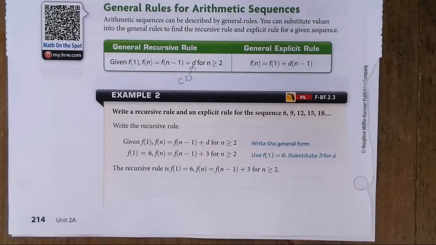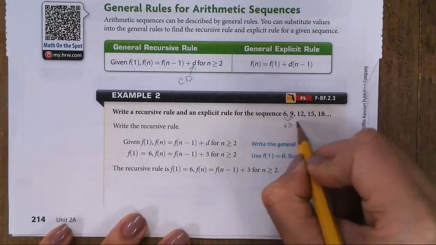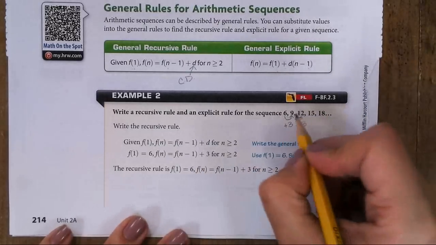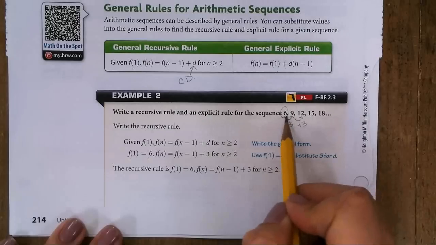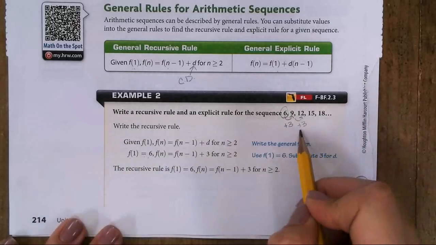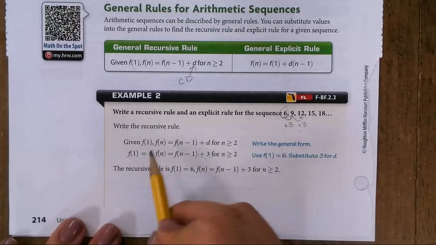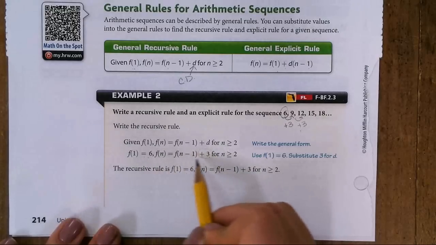Okay, so let's do some more. Now it says to write a recursive rule and an explicit rule for the sequence 6, 9, 12, 15, and 18. So we want to see how it's changing. From 6 to 9, we increase by 3, and again, increasing by 3. We know that our first term is 6, so f of 1 equals 6. We saw that we were increasing by 3, so I'm going to substitute plus 3 for my common difference here, and so I just have f of n equals f of n minus 1 plus 3. Nothing's going to change there.